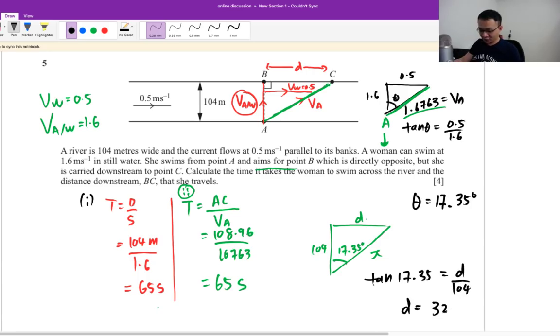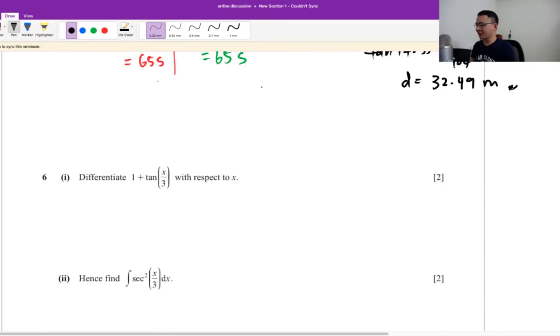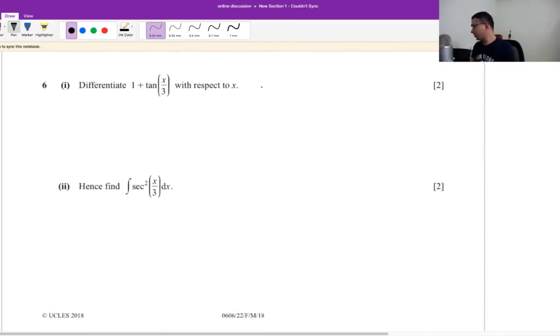Then you get 32.49. Is the question saying you need to round off? Meter. Okay, this is how you actually get the distance for BC. Alright, so this question is not really hard, but you need to understand what is happening here. Okay, let's go to number 6 here.